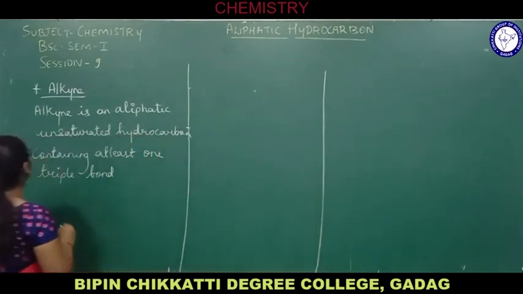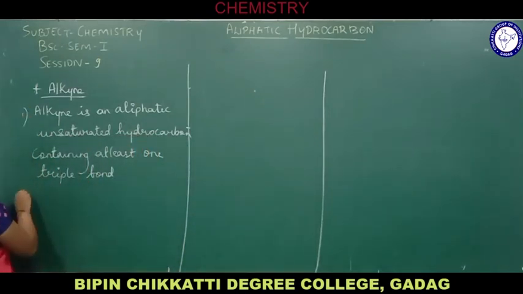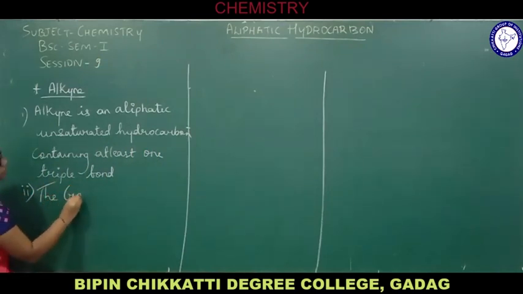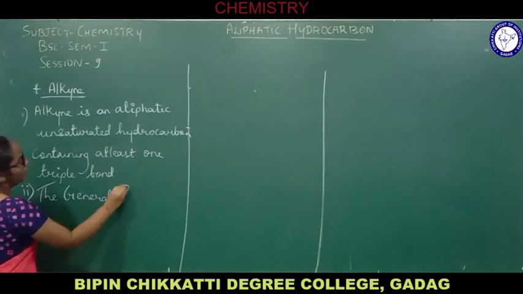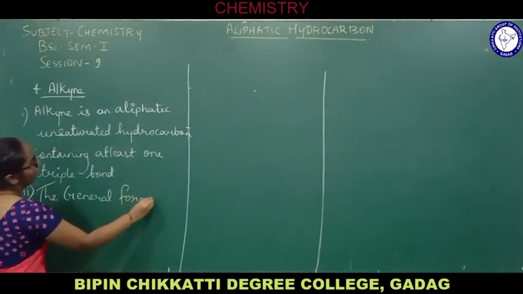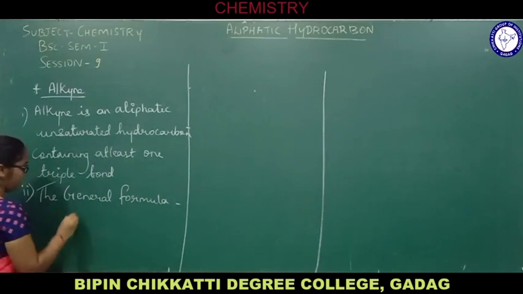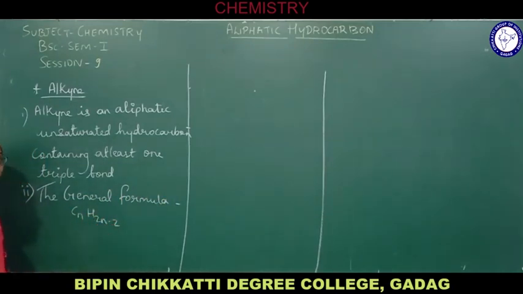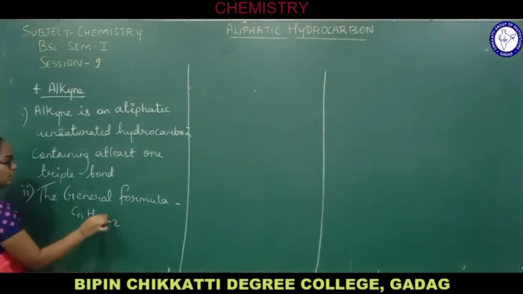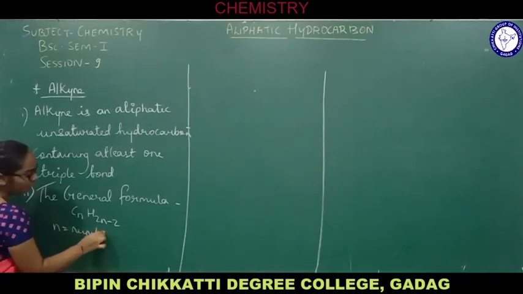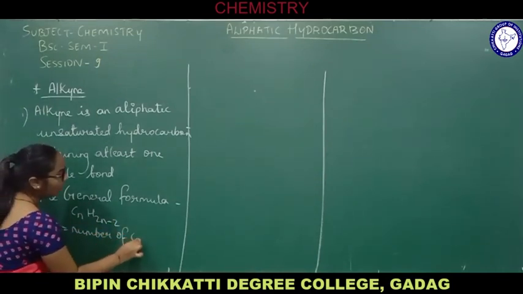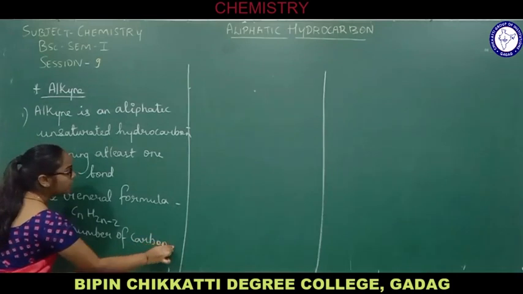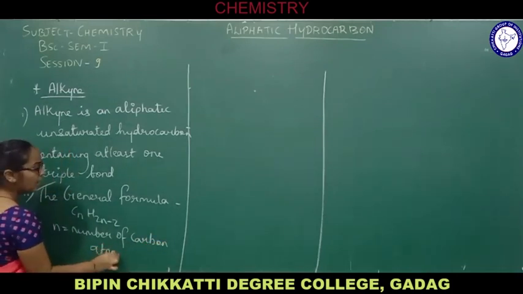So the general formula, this is point number 1. Point number 2 is the general formula for alkyne, which is CnH2n-2. This is the general formula for alkyne, where n stands for the number of carbon atoms in that alkyne.